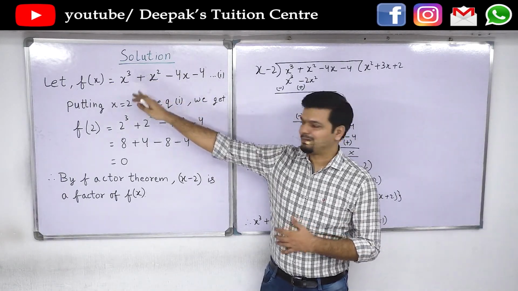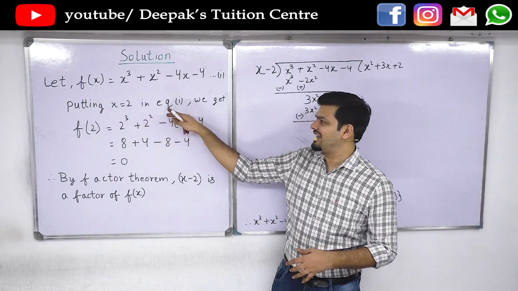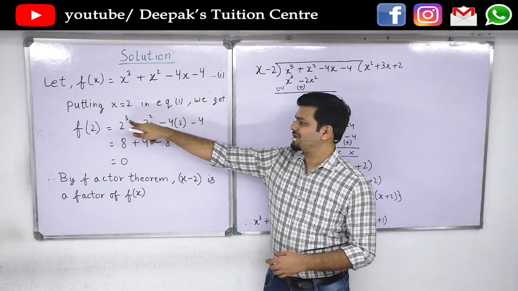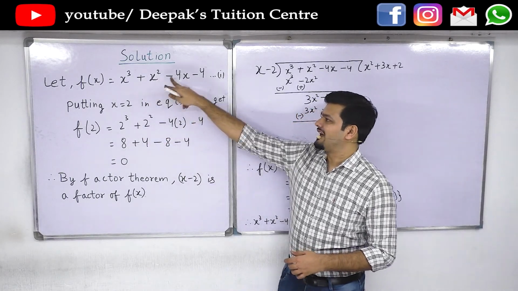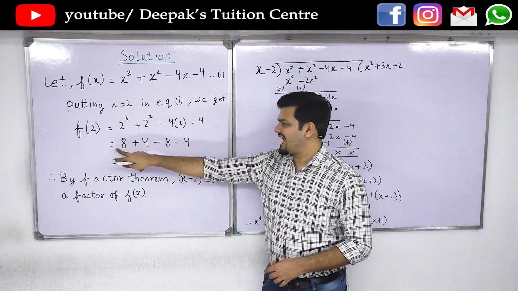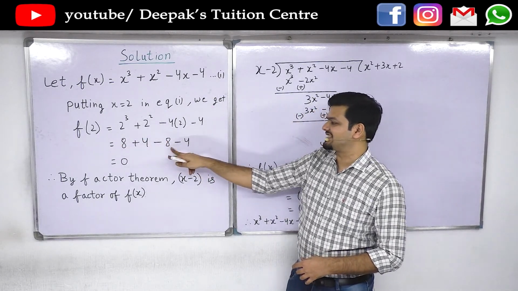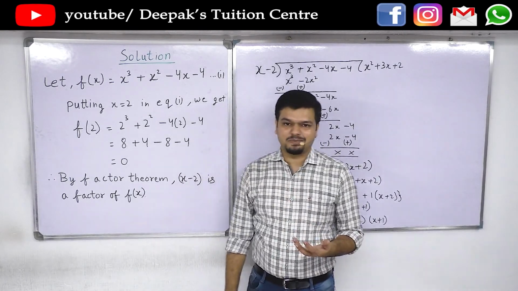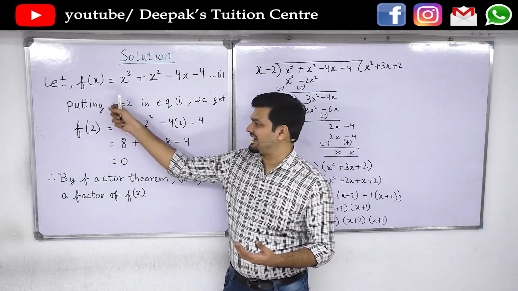I tried 2. Putting x equals 2 in equation 1, we get f(2) equals 2 cube plus 2 square minus 4 into 2 minus 4. So I got 8 plus 4 minus 8 minus 4, that equals 0. Now you may ask me a question. How did I get 2?